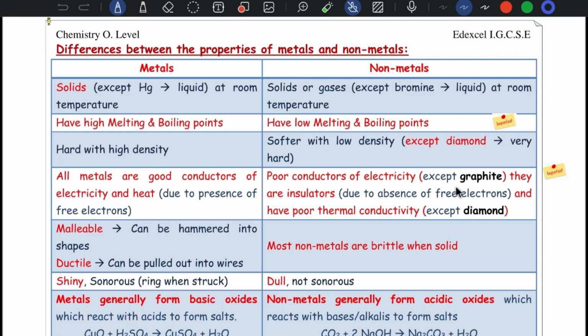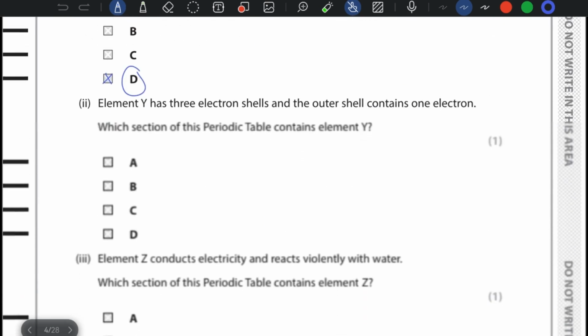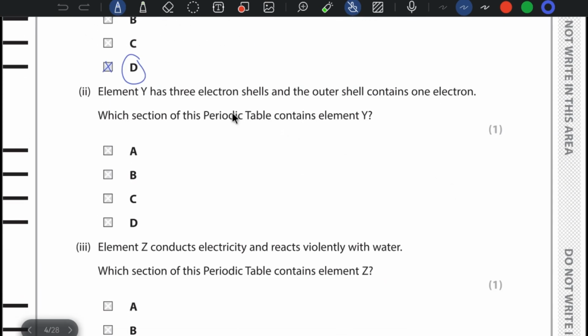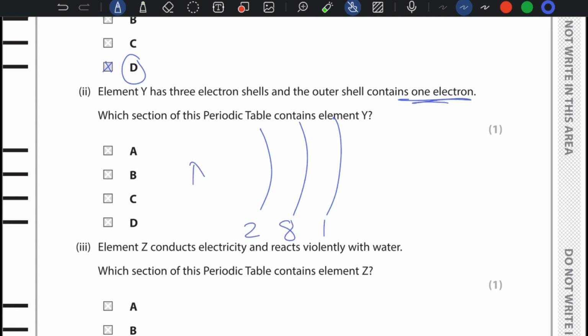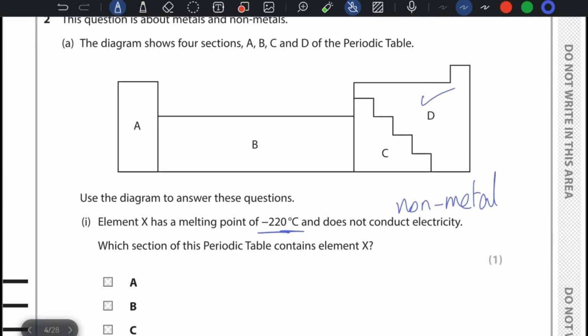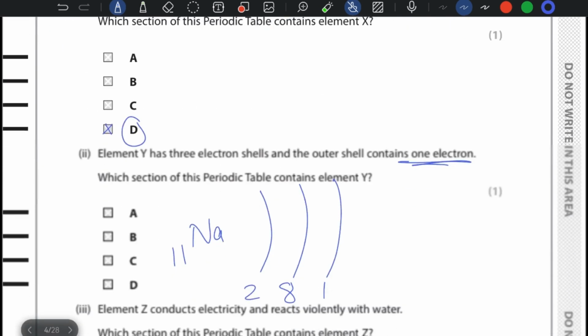Next question: element Y has 3 electron shells and the outer shell contains 1 electron, so we can say 2, 8, 1. We are talking about sodium. Which section of the periodic table contains element Y? Sodium is present in section A.